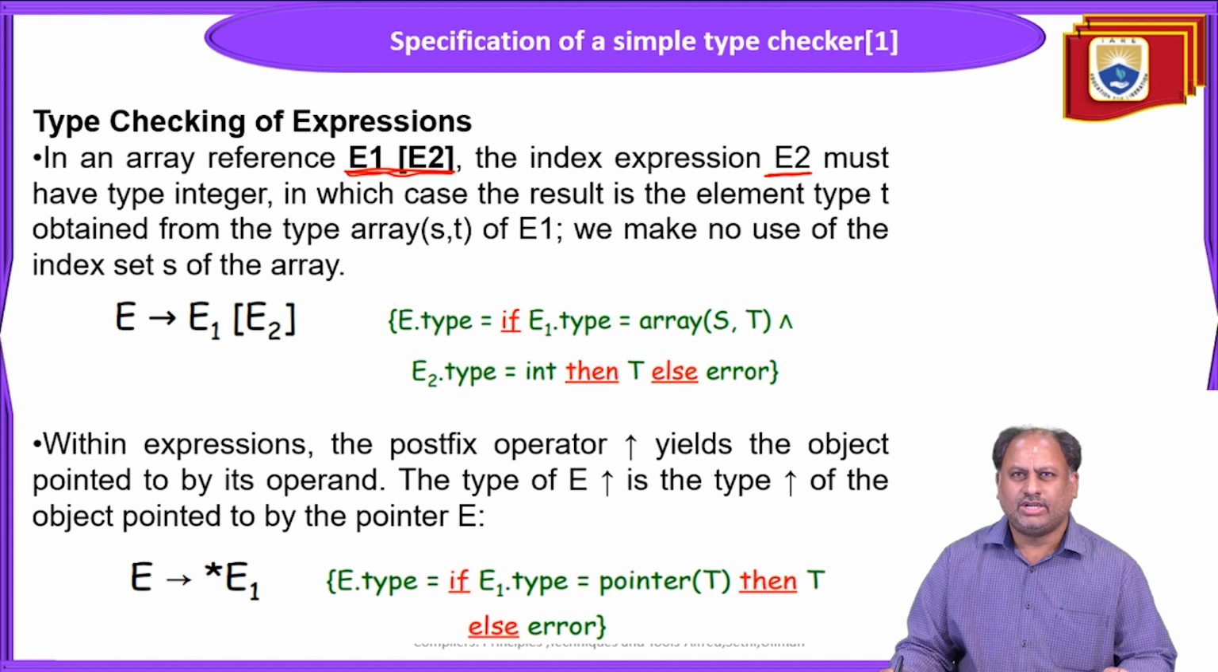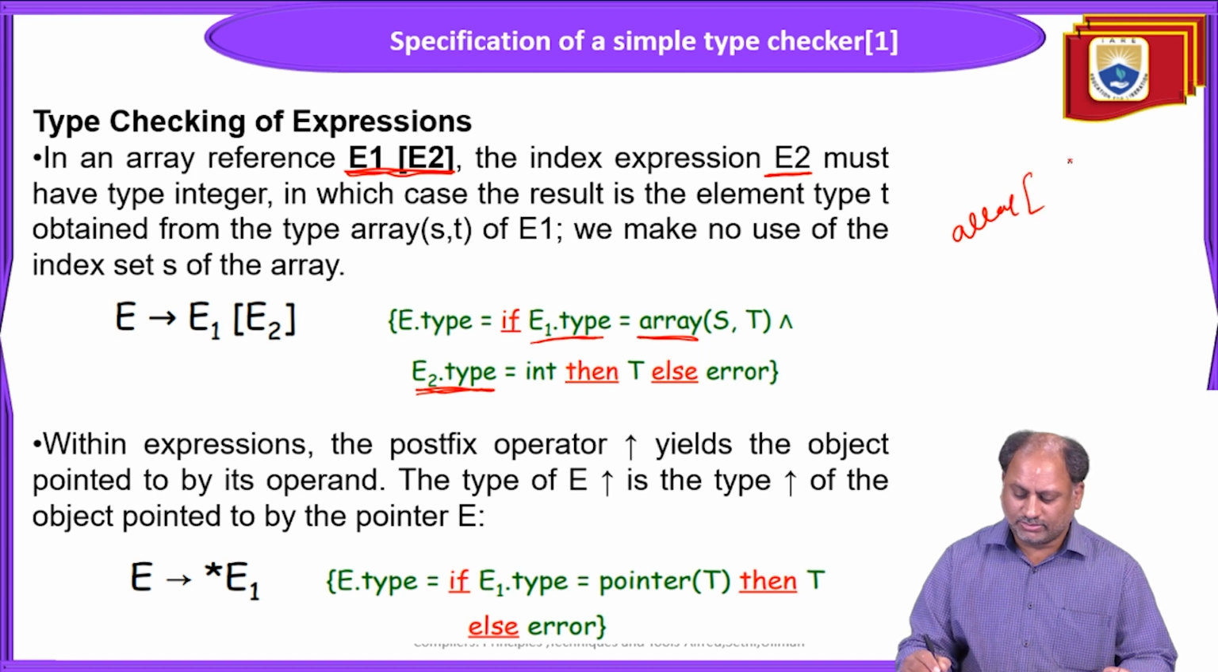So the index set entry is to be defined. So what is the type of E1? E1 dot type is an array. But what is E2? E2 contains integer type values, it holds some index values. So E1 dot type is array, so array of some value. This is E1, this is E2, so the array of 100 maybe.